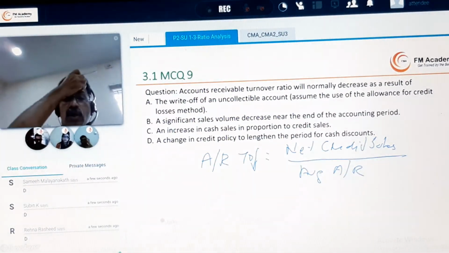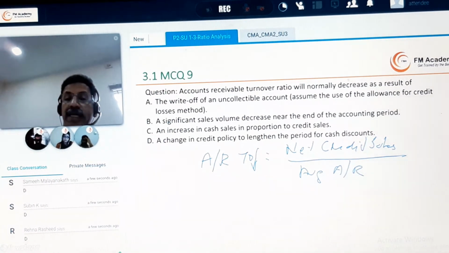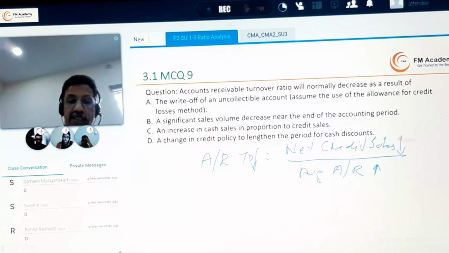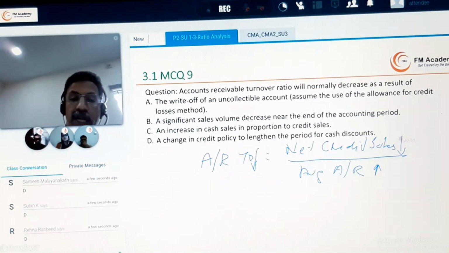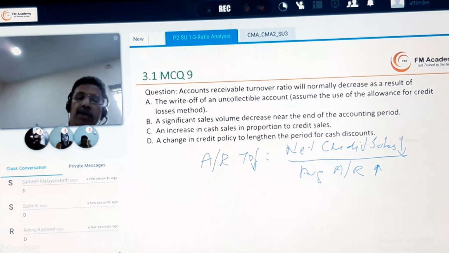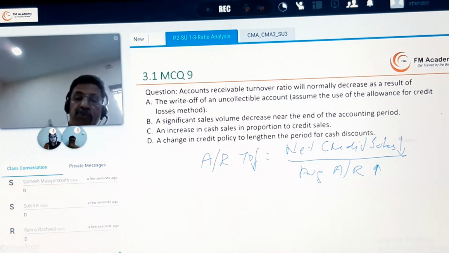Okay. So the account receivable turnover ratio will decrease when this increases or this decreases, right? That's the nature of that, right? The write-off of an uncollectible account. Assume the use of the allowance for credit losses method. Here, even if you don't assume the allowance for credit losses method, in this particular case the answer will be C.